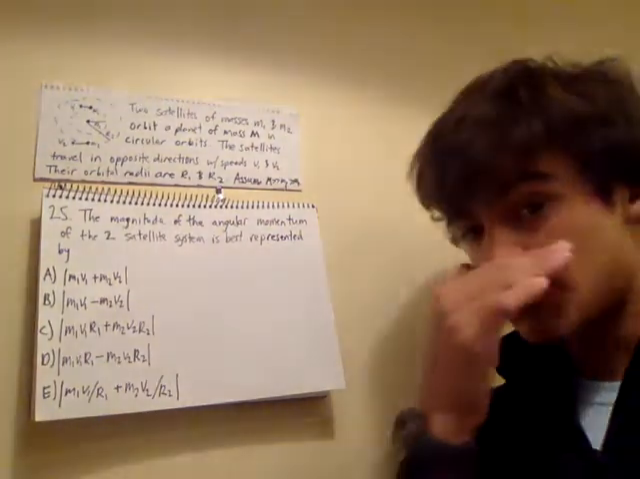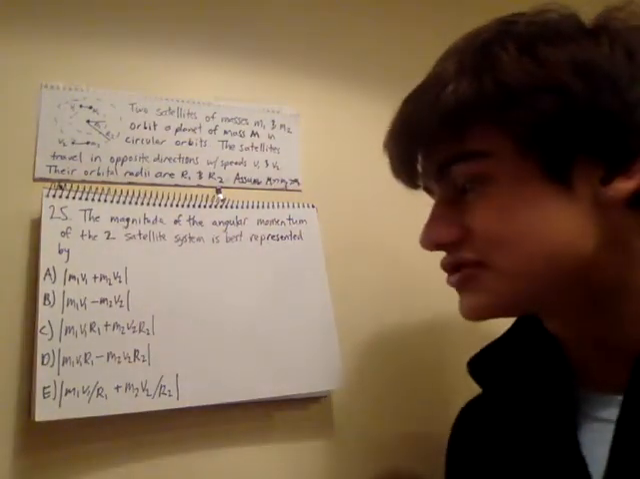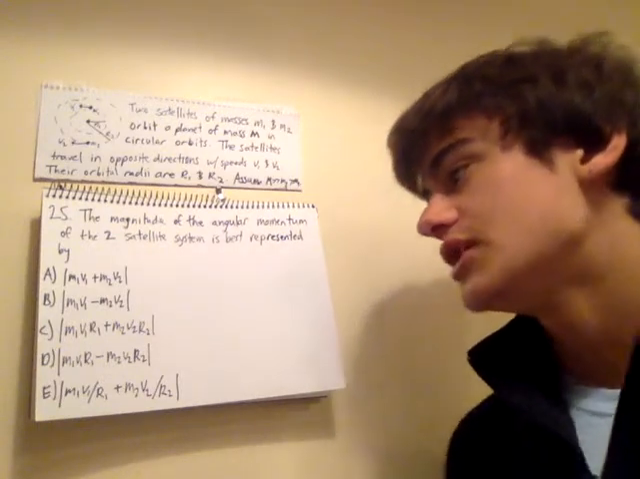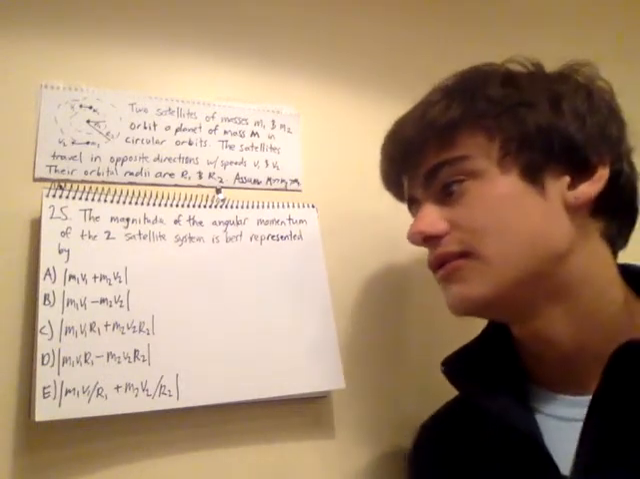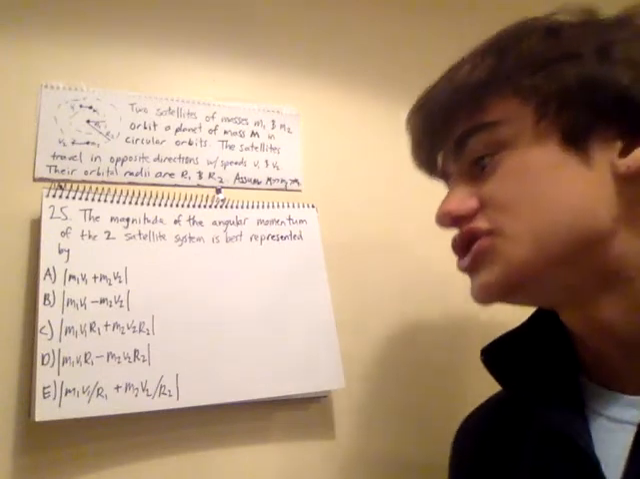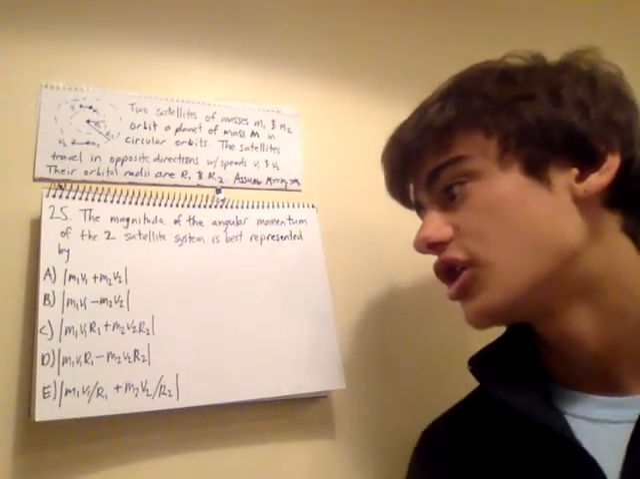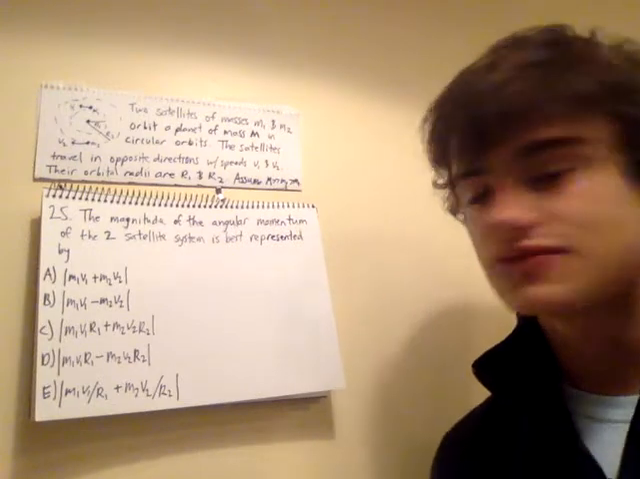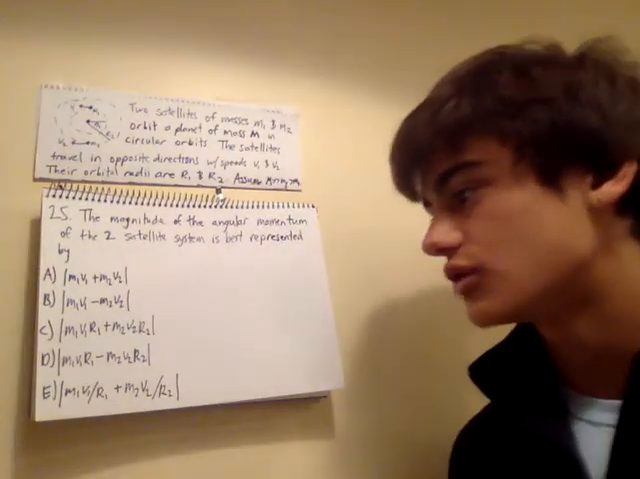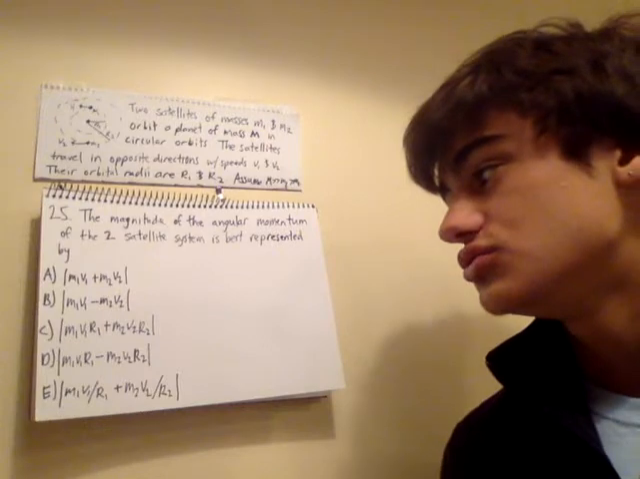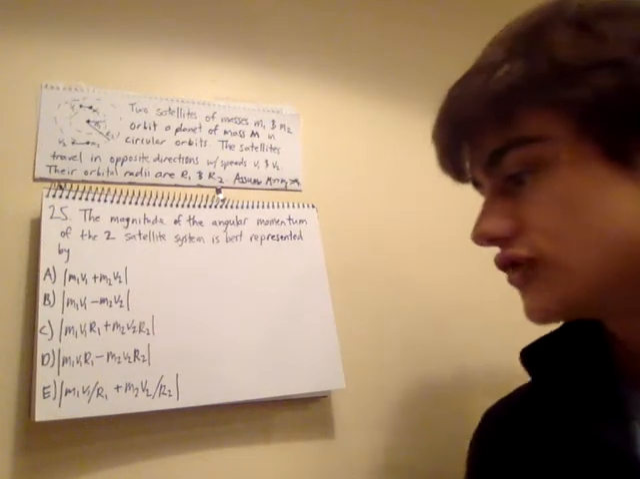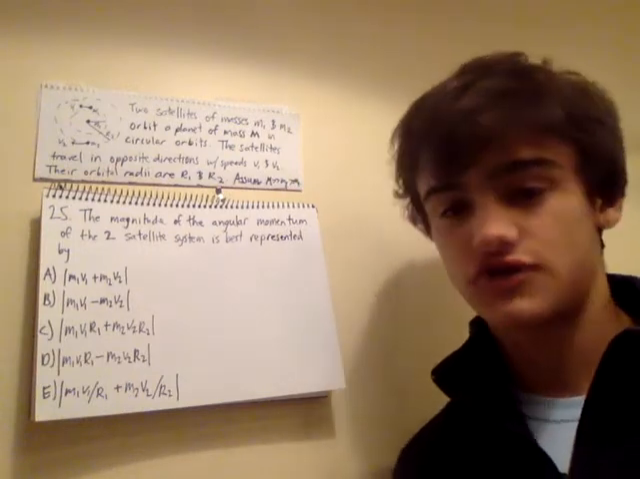and our options are A, the absolute value of M1v1 plus M2v2, B, the absolute value of M1v1 minus M2v2, C, the absolute value of M1v1R1 plus M2v2R2, D, the absolute value of M1v1R1 minus M2v2R2, and E, the absolute value of M1v1 over R1 plus M2v2 over R2.